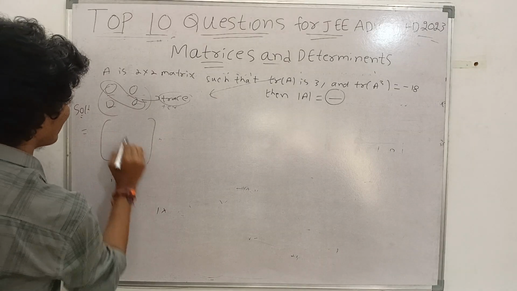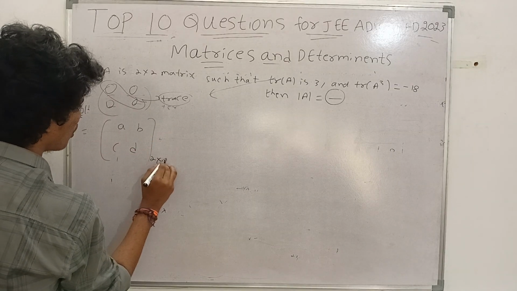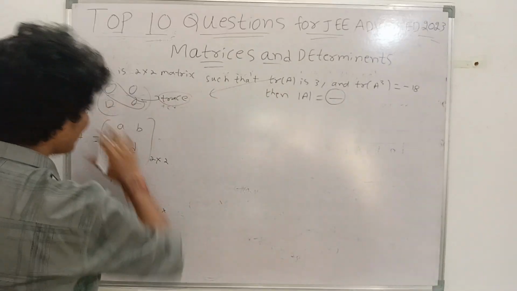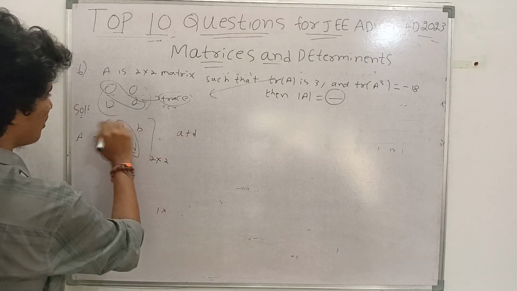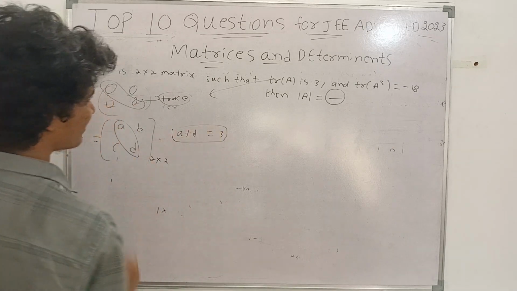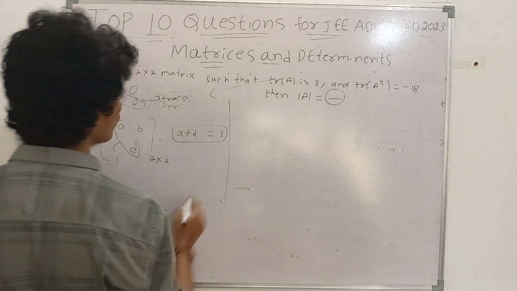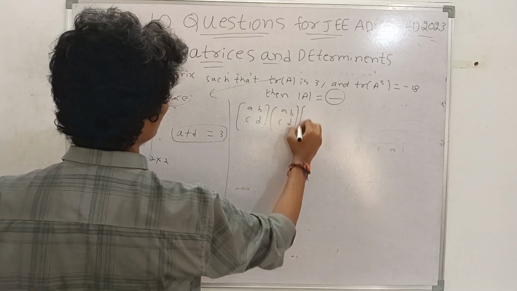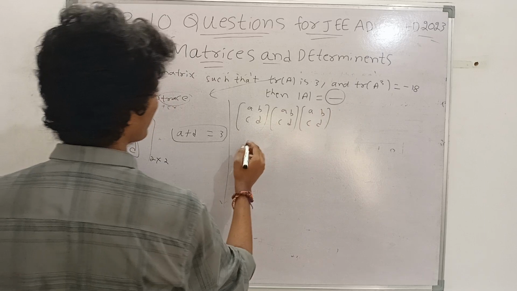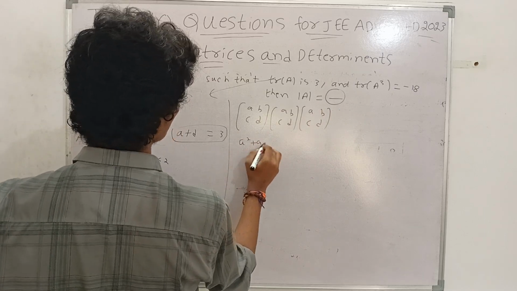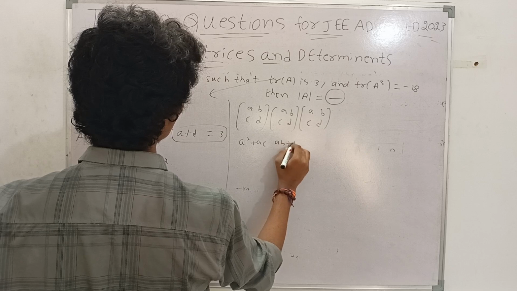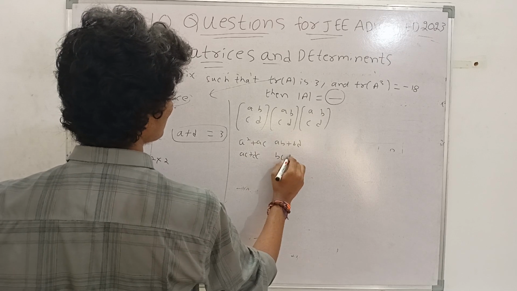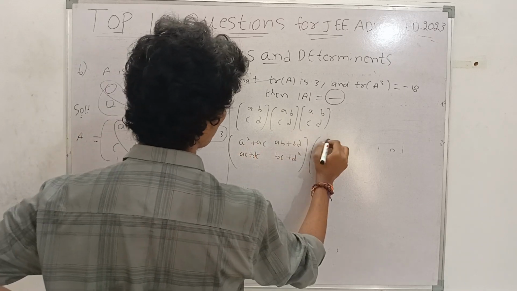So if you consider a matrix A with entries a, b, c, d, this is a 2 cross 2 matrix. They are saying that the trace, that is a plus d, the diagonal elements, is equal to 3. This is one thing. And then A cube. Now we have to compute A cube. Multiplying the matrices, what will we get? a square plus bc, ab plus bd, here ac plus dc, here bc plus d square.